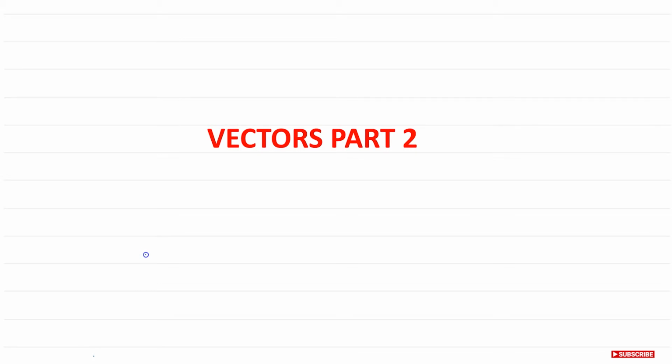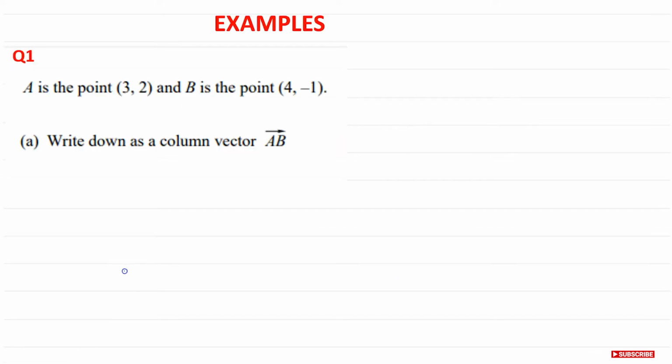So mainly in this session, we're going to go over some examples of vectors, including examples on proportion of vectors. Right, so let's go ahead and do that. For question 1, we're told A is the point (3, 2) and B is the point (4, -1). Write down as a column vector AB.